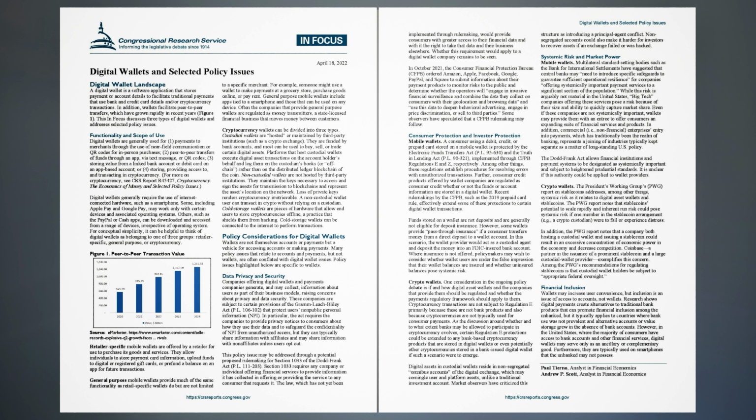Often the companies that provide general-purpose wallets are regulated as money transmitters, a state-licensed financial business that moves money between customers. Cryptocurrency wallets can be divided into 3 types. Custodial wallets are hosted or maintained by third-party institutions, such as a crypto exchange. They are funded by bank accounts, and most can be used to buy, sell, or trade certain digital assets. Platforms that host custodial wallets execute digital asset transactions on the account holder's behalf and log them on the custodian's books, or off-chain, rather than on the distributed ledger blockchain of the coin.